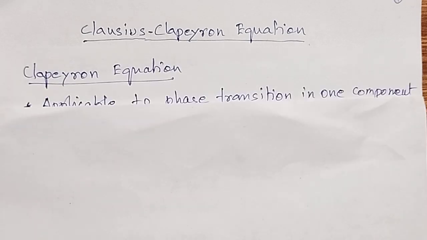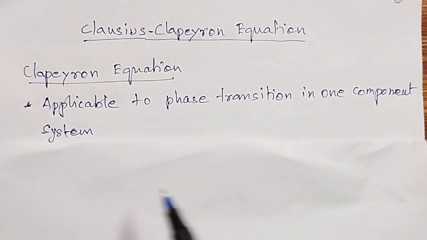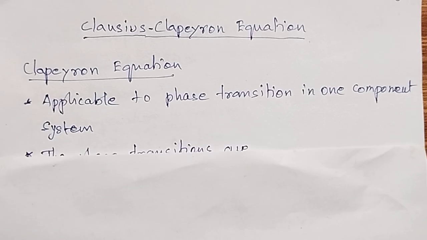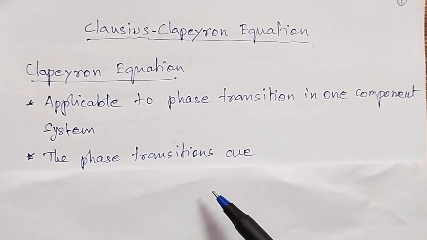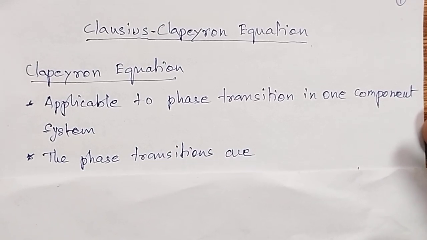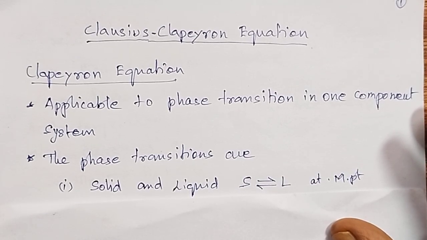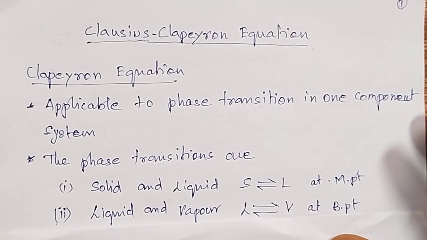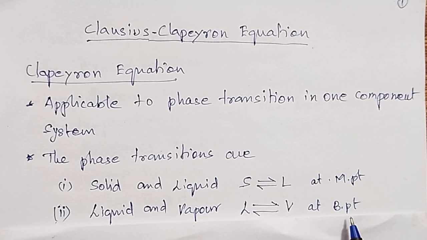This equation is applicable to phase transition in a one component system. That is a pure component system in which the system changes from one phase to another phase. It is considered a one component and two phase system. The phase transition may include solid and liquid phase transition, in which they are at equilibrium at the melting point. The second phase transition we may consider is liquid and vapor, which are at equilibrium at the boiling point.